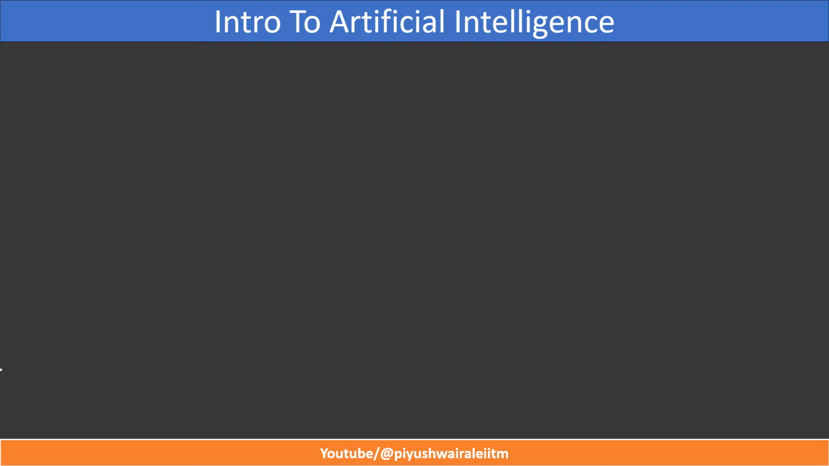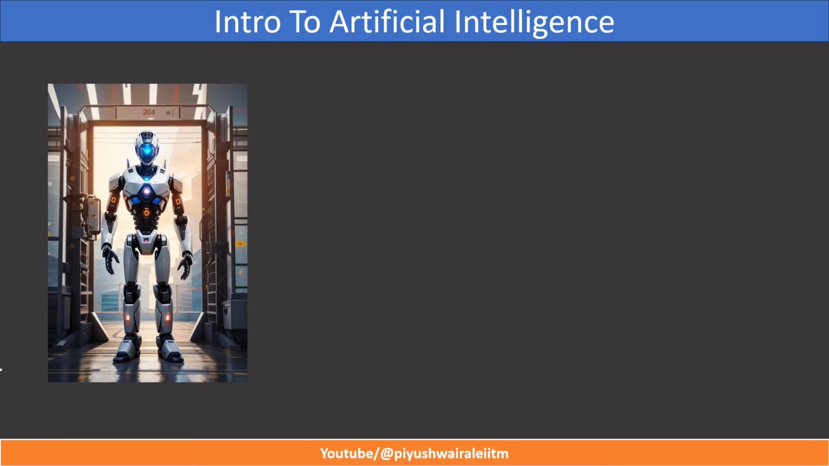Okay, so intro to AI. We are not going to discuss the definition of AI, how it evolved, or the history of AI. That is not important from the GATE point of view. But in general, when we talk about AI, we usually think about this AI human robot, right? It will act like a human, it will perform a task like a human, like what we do. So this is the AI human robot.